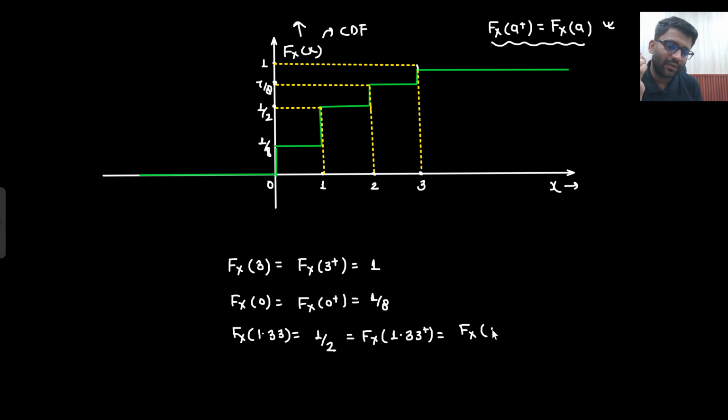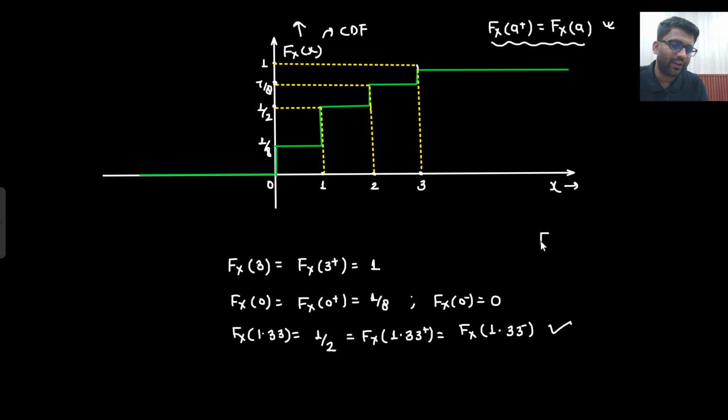So fx of 1.33 minus, what is that? That is also 1 by 2. So it is completely continuous at x equals 1.33. But if I ask you what is the value of fx of 0 and fx of 0 plus, that is 1 by 8. But what is the value of fx of 0 minus? That is equal to 0.